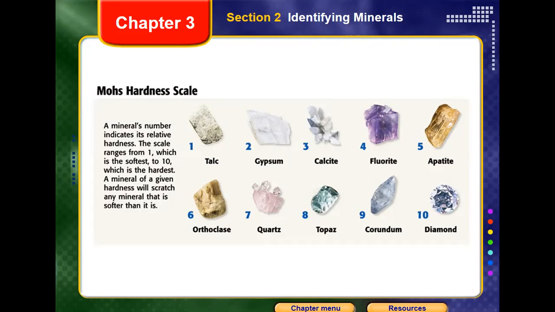Then we try it with gypsum. If the gypsum is not able to scratch your mineral, it means your mineral's hardness is more than 2. So you pass to calcite and so on. You could know the hardness of your mineral regarding that scale. We find that diamond is the strongest one, which means it cannot be scratched by any other mineral.